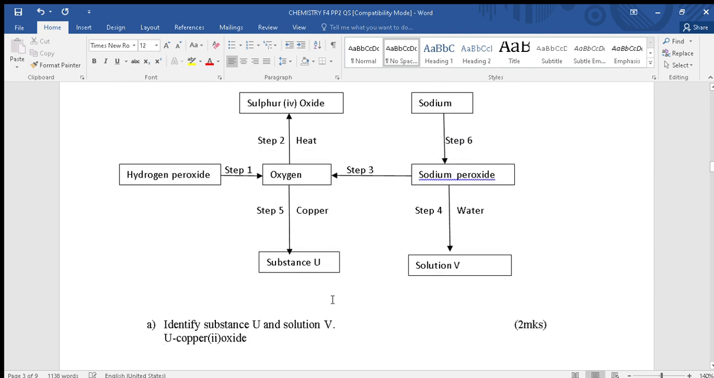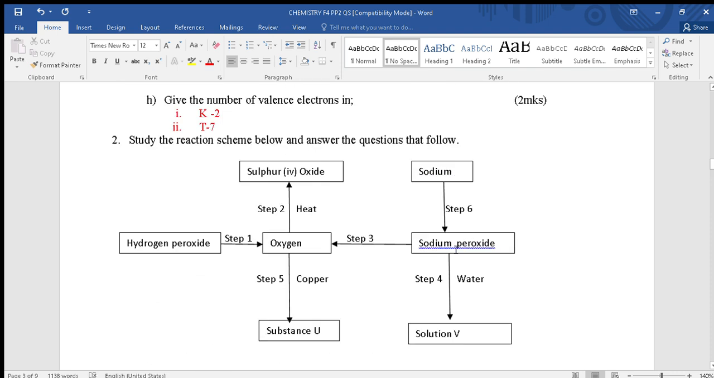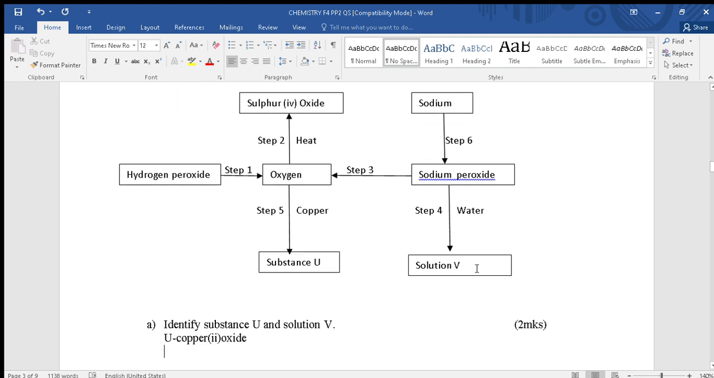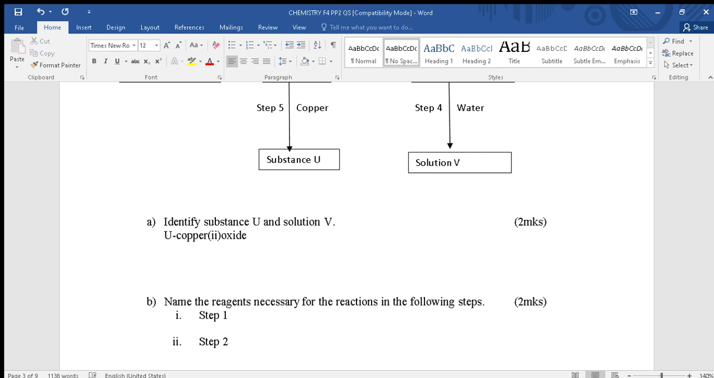And substance V is where sodium peroxide is reacting with water. You know, when sodium peroxide reacts with water, this is used to form oxygen gas. When sodium peroxide reacts with water, you form a solution which is called sodium hydroxide, and oxygen gas. So this solution that you're forming here, which is called solution V, is sodium hydroxide solution. So just come and note here, the solution V is sodium hydroxide solution. That is solution V.